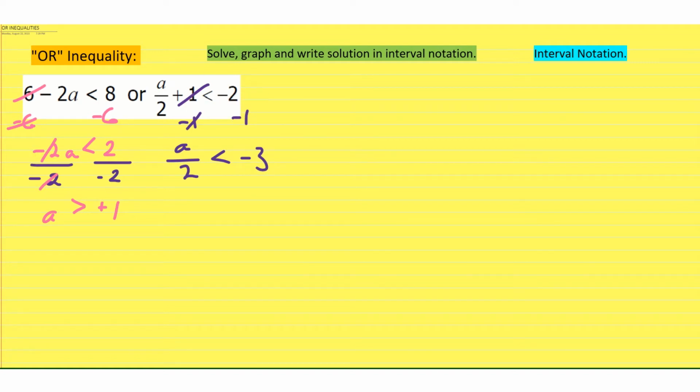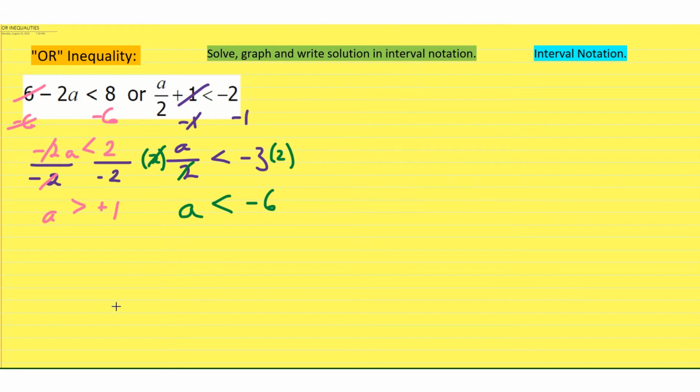So how are we going to get rid of that 2 right there? Well, it's in the denominator, which is when you're dividing. So I'm going to multiply both sides by 2 in order to eliminate or cancel out that 2 on the left-hand side. Okay, so now I end up with A is less than negative 3 times 2, which is negative 6.